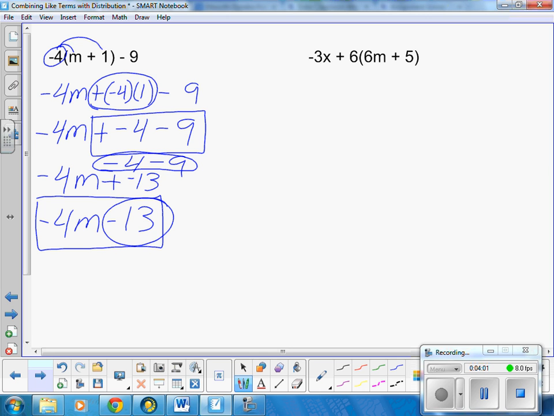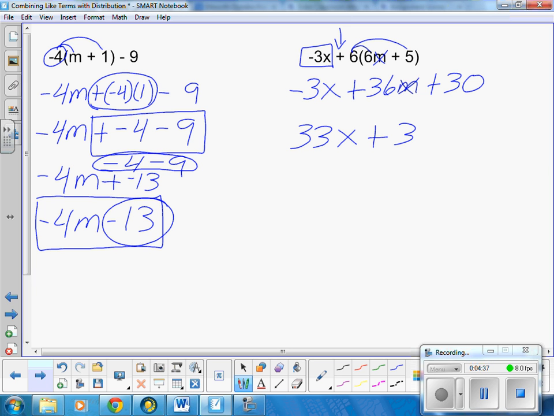Next problem. This part is out front. It has an addition separating it, so I don't do anything with it yet. Here, I'm going to do my distributive property. So I have a negative 3x plus 36x plus 30. And that is a typo. That should be an x here. So an x here. And that is going to give me 33x plus 30 as the answer.